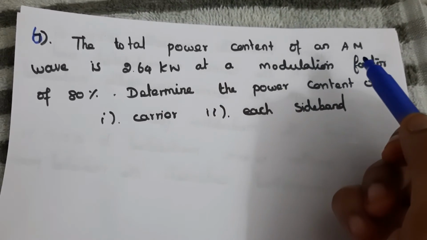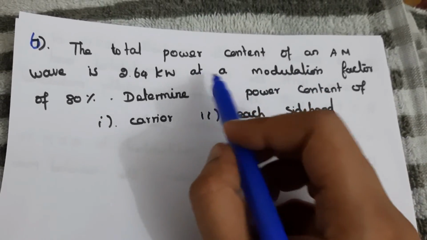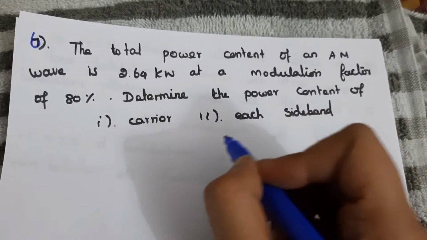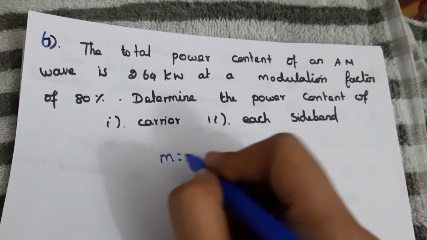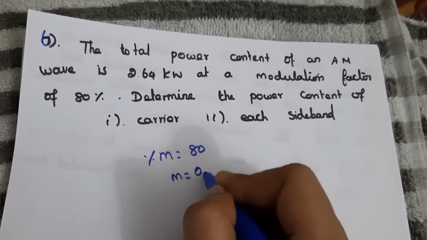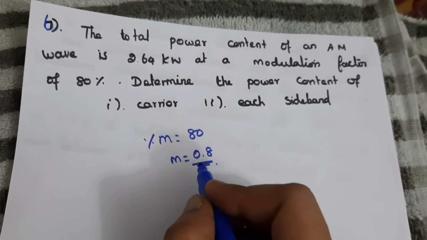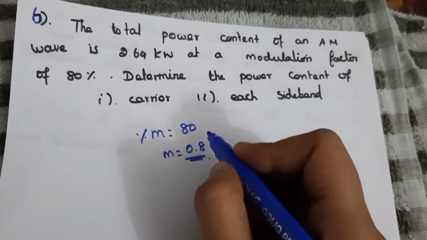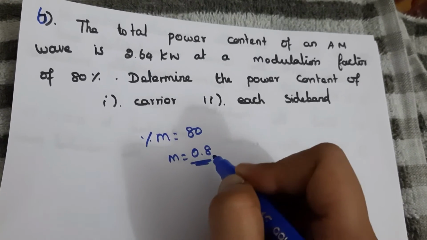Sixth question, the total power content of an AM wave is 2.64 kilowatt at the modulation factor of 80%. Determine the power content of carrier and each sideband. Here percentage of m is 80, so the m value here is 0.8. In the previous question, the wave was 100% modulated, so the m value was 1. And here this is 80, so m value is 0.8.